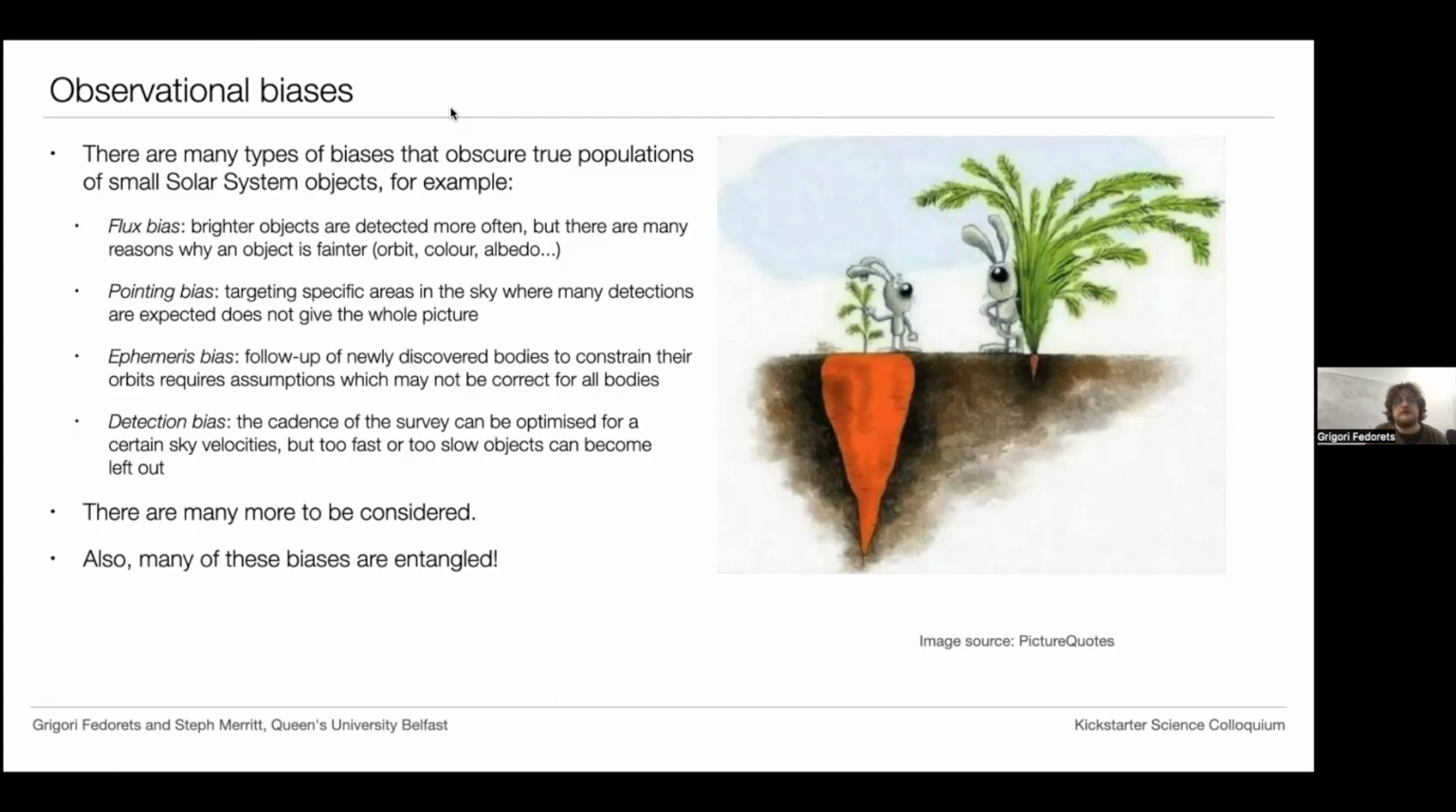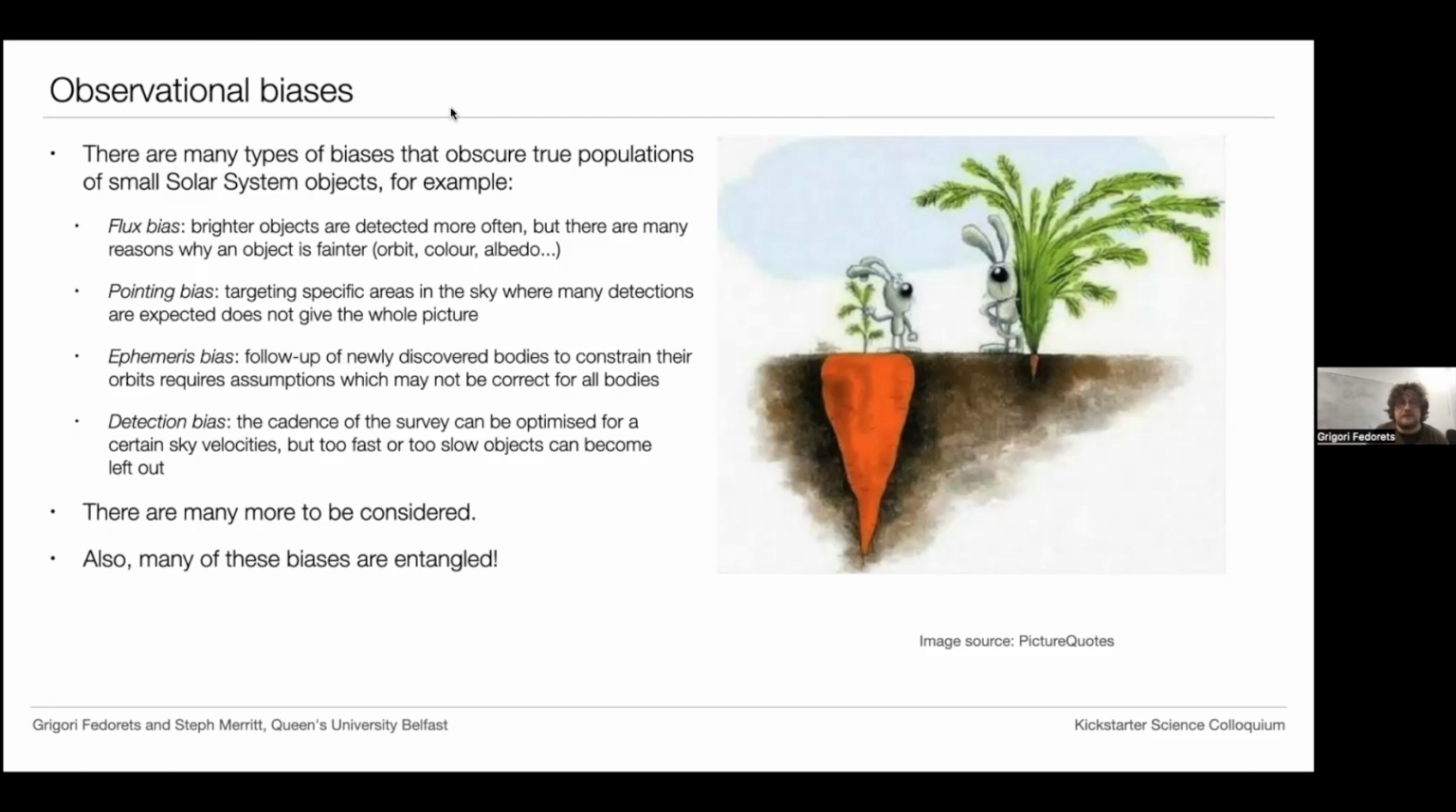Then the ephemeris bias is following up newly discovered bodies and constraining the orbits, which requires some assumptions that may not be correct for all bodies. So the ones for which the assumptions are false will not be followed up, and their orbits won't be correct, and these kinds of objects will be underrepresented in the population. And then the detection biases: the cadence of the survey can be optimized for a certain sky velocity, so objects that are too fast or too slow can be left out.